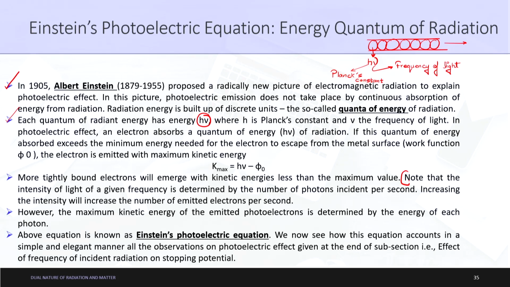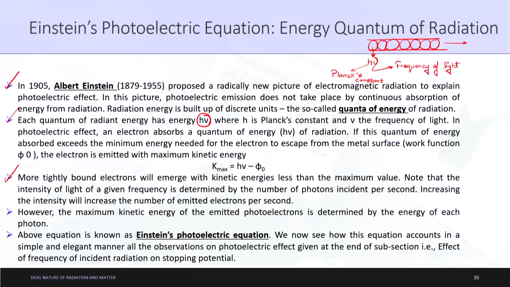So what is actually being written here is that the intensity of light of a given frequency, please remember the frequency is not being changed till now. Okay. The intensity of light of a given frequency is determined by the number of photons incident per second. Okay. Increasing the intensity will increase the number of emitted electrons per second. So this is the basic crux which we also studied in the experimental study. Okay. So till this point, Albert Einstein's theory was being devised, which was accurate enough with the experimental analysis.